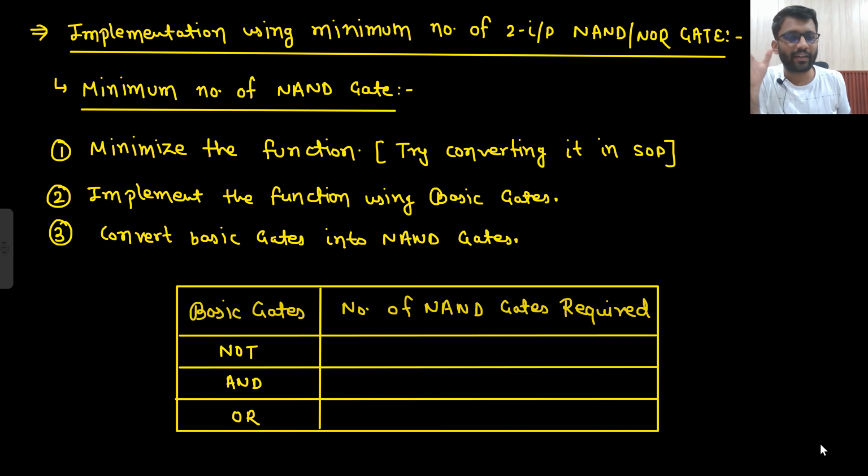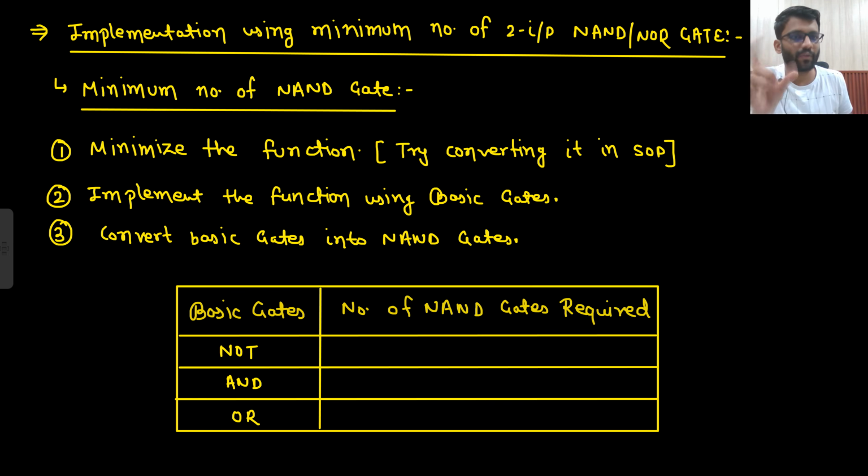So in this video we will try implementing some random Boolean functions using the minimum number of NAND gates and NOR gates. Minimum number of NAND and NOR gates should be used. It's not that if 4 gates can implement a particular function, then we will be using 5 gates. Not like that. Minimum number of NAND and NOR gates.